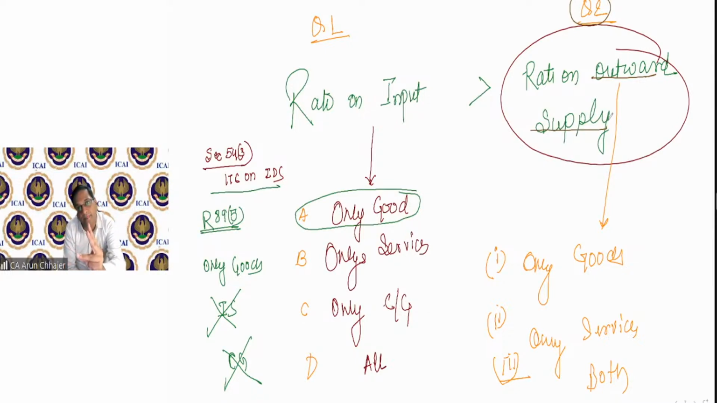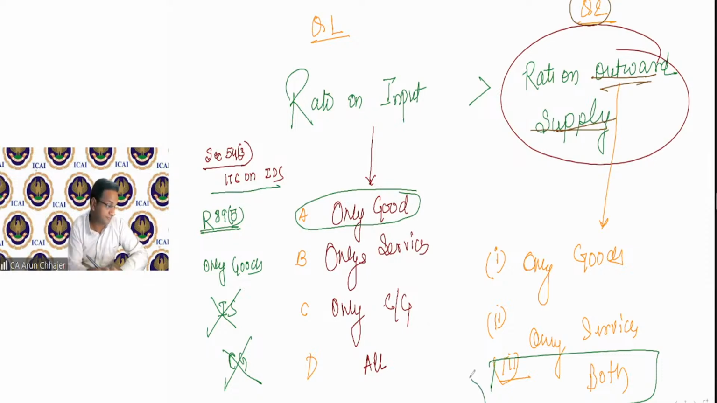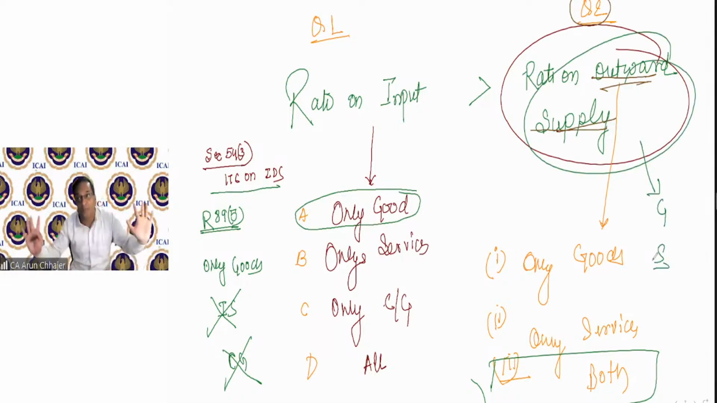पॉइंट इज, if I am using the word input, it has been defined in the GST. Input means goods other than capital goods. Therefore, my answer for the question number 1 was only goods. Now, outward supply, the right answer is both. It means outward supply can be of goods, can be of services, no problem.